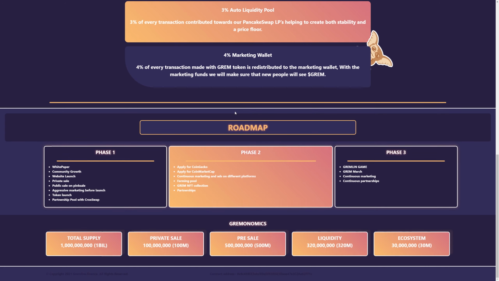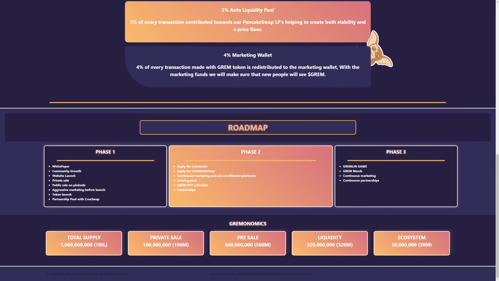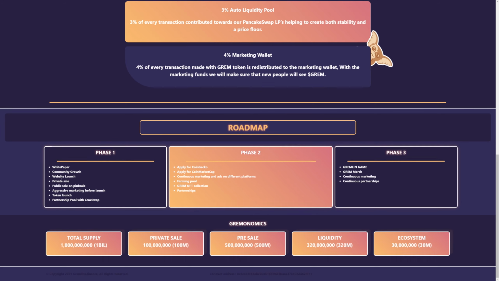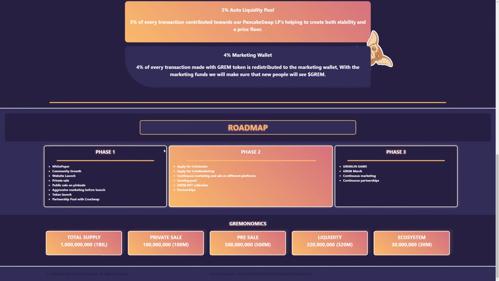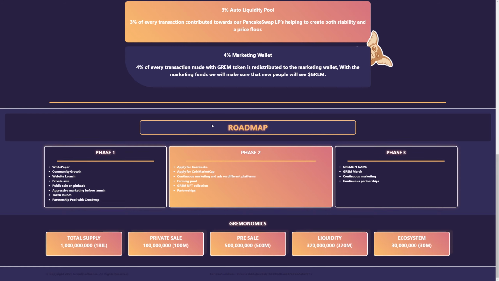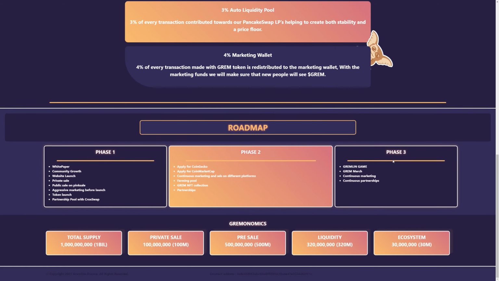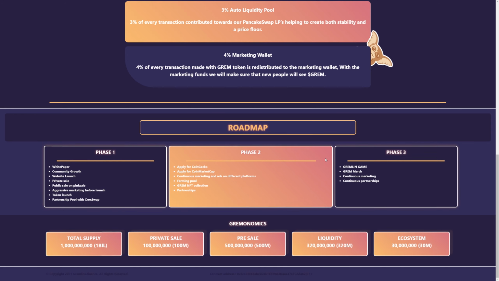Last but not least, we've got the roadmap and the Grimonomics. So we've got the phase one white paper, which we'll read shortly, the community growth, website launch, the private sale, which they've already had, the public sale on Pink Sale, aggressive marketing before launch, the actual token launch, and then a partnership pool with CroSwap. Phase two is they're going to be applying for CoinGecko and CoinMarketCap, continuous marketing on ads on different platforms, a farming pool, a Grim NFT collection, so that's interesting, and partnerships. And phase three, they're going to be coming up with their own game, so a Gremlin game, Grim merch, continuous marketing, and more sponsorships. And then we've got the Grimonomics, so I hope I'm saying that right.